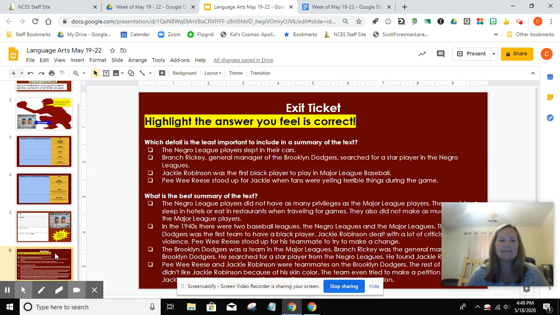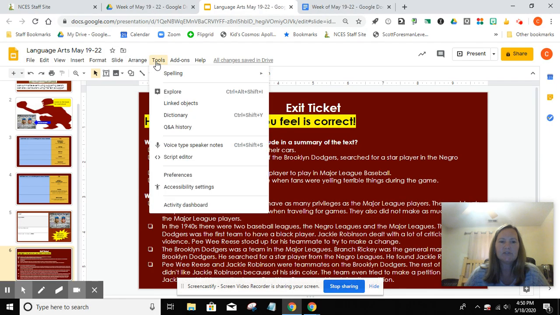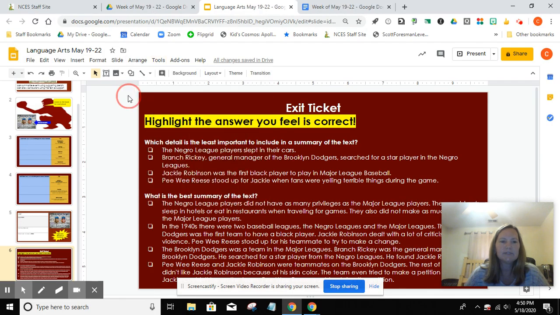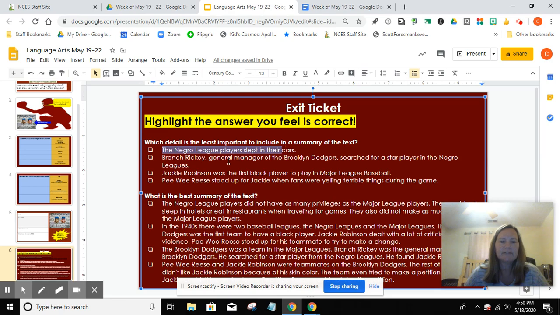And then the last slide is an exit ticket. It says, highlight the answer you feel is correct. There are 2 questions here, and the little boxes are going to be your answer choices. When it says to highlight, you can go up to where it has tools. It's hard to see it right now, and a lot of times tools isn't showing up here, but you should be able to highlight it. Oh, there we go. I think it may have been because I was on the video that it wasn't coming up.